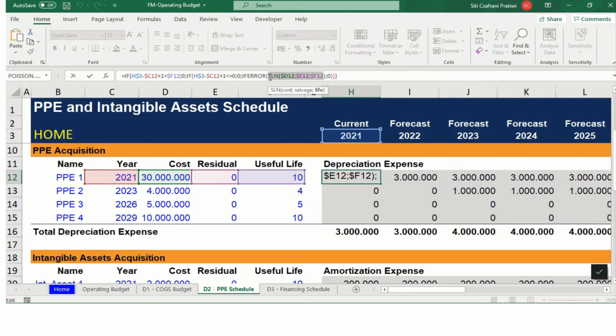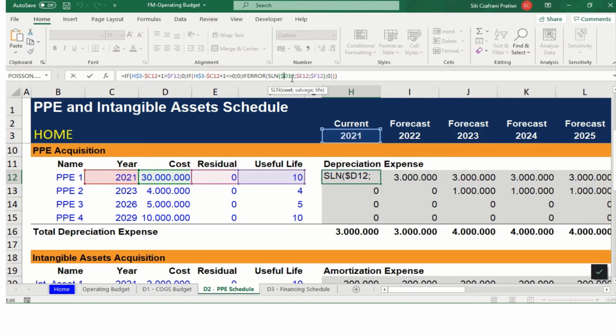So in this straight line, the D12 here is actually the cost of acquisition, and E12 is the residual value. We have no residual value here, and F12 is the useful life. This is the first formula, and if you see here, I use a dollar sign in front of the D, E, and F, or in front of the column alphabet.